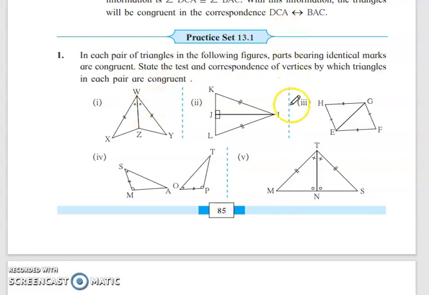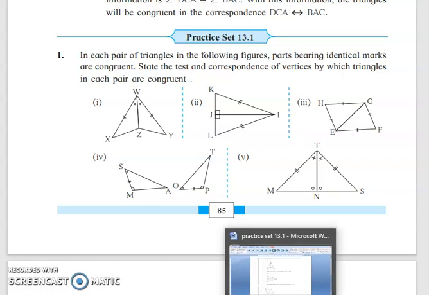So in each example we are given two triangles, shown with identical marks of congruence. It means if this side is congruent to this side, then it will have the same marking, and if this angle is congruent to this angle, then it is shown with the same marking. So the two triangles are congruent to each other, and we have to state the test by which they are congruent, as well as the correspondence of the vertices. You have to show the vertex which corresponds to another vertex in the other triangle. So let us solve the examples.